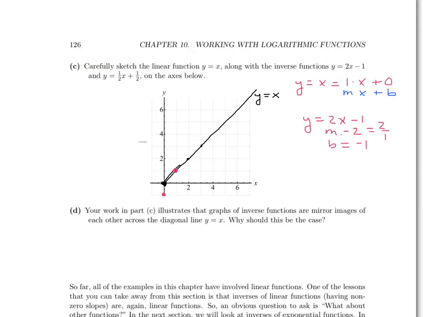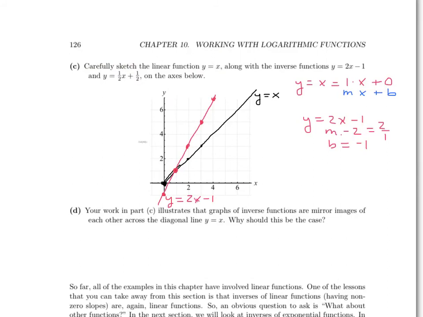If I start from that point and I go 1 unit to the right and I climb 2 units, I end up at that point. And if I keep going, 1 unit to the right, 2 up, I trace out a line. So this line looks like this. So this is y equals 2x minus 1.